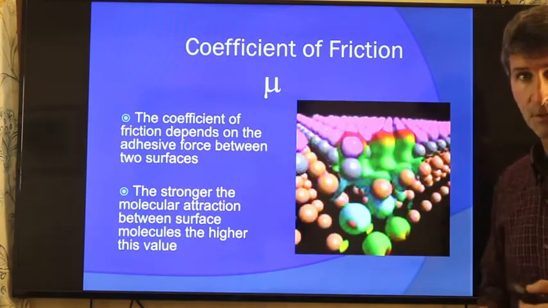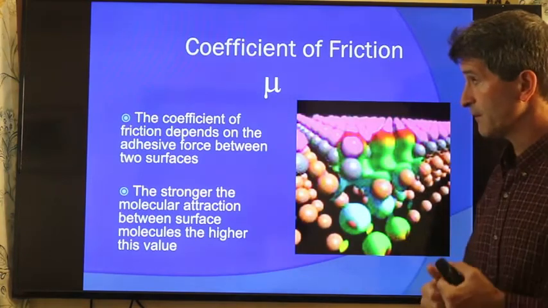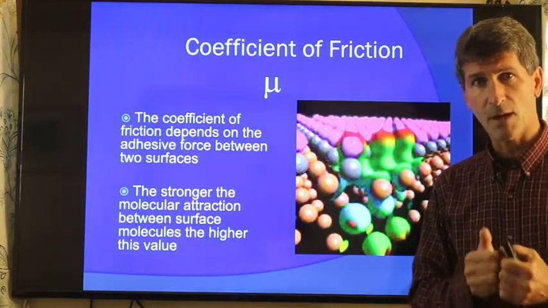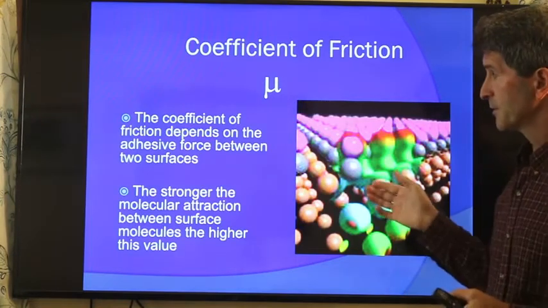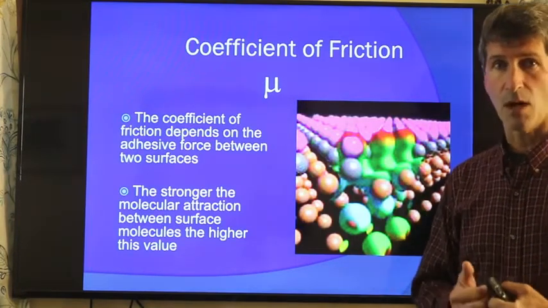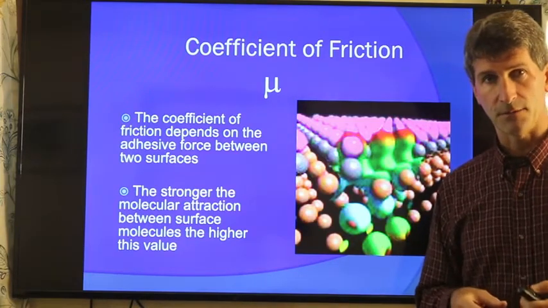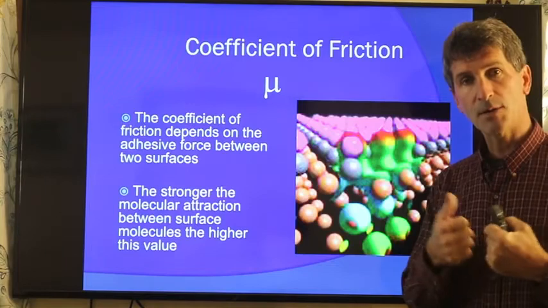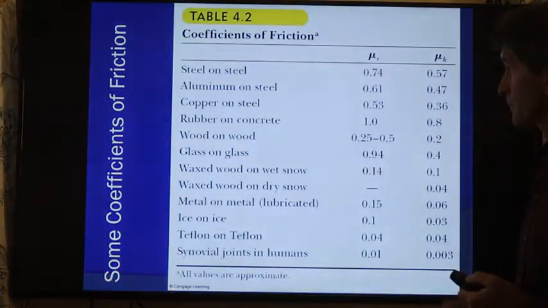The coefficient of friction is completely dependent on the materials. If the two materials are very, very smooth and don't have a lot of interaction, like Teflon, they'll slide very easily. If the two surfaces are very sticky, like rubber and concrete, then we're going to have a high coefficient of friction. How much the molecules like to adhere to one another determines the coefficient of friction.